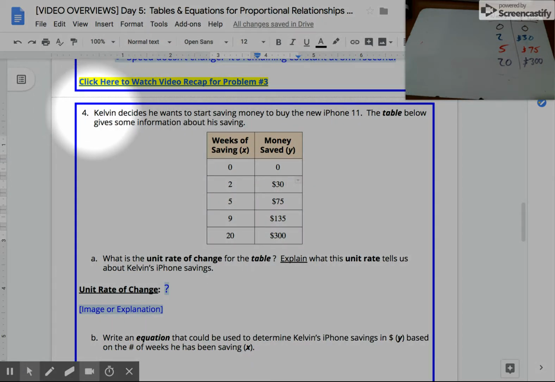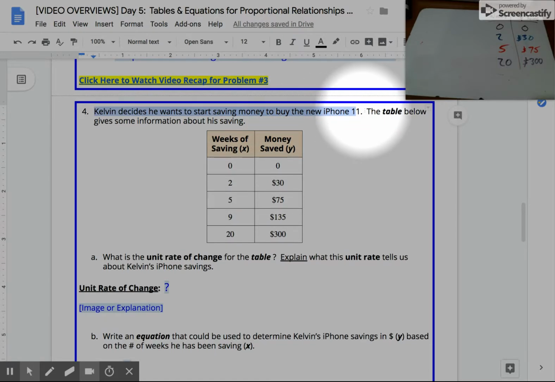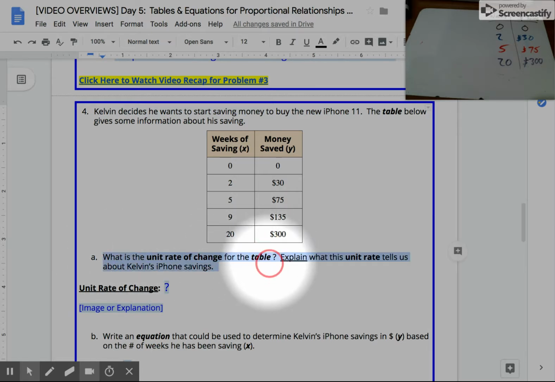For problem 4, we're told that Kelvin decides he wants to start saving money to buy the new iPhone 11, and we're provided with a table that compares his weeks of saving, the X variable, with how much money he's saved. Part A asks us what is the unit rate of change for the table, and it also asks us to explain what this unit rate tells us about Kelvin's phone savings.